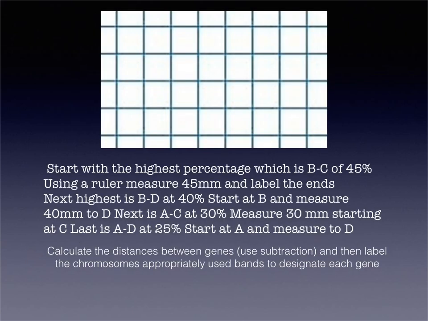So to make our chromosome map, we're going to measure on the line on my graph paper 45 millimeters, because that is the highest percentage, and that is from B to C. And that is 45% or 45 millimeters. Next, we would go to the next highest one, which is B to D, which is 40%. So again, we'll start at B. This time we'll measure 40 millimeters. Okay, and that would put us at D.